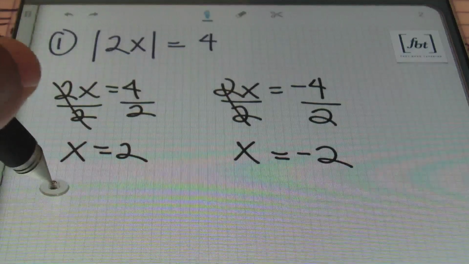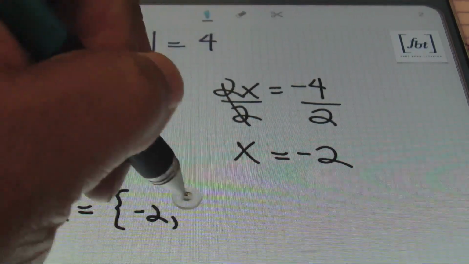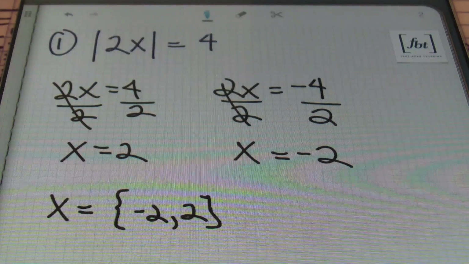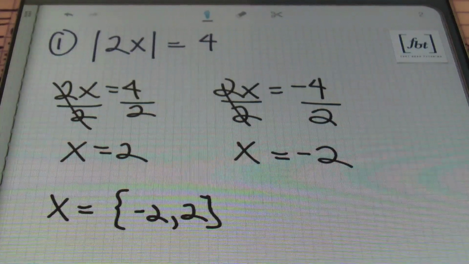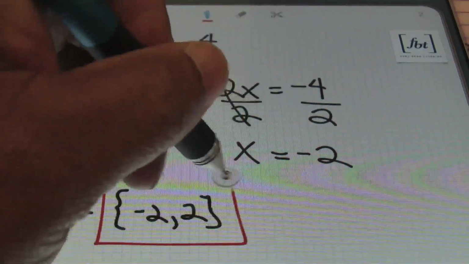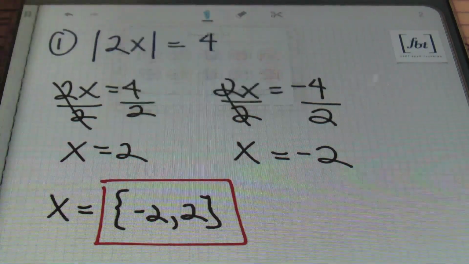So our solution for this problem will be x equals, let's see if I can get a decent brace. That's decent. Alright, that one's not so good, but we're going to be okay. So that answer is -2, 2, ladies and gentlemen. Those two solutions will equal the answer. Let me go ahead and box that up. I like to box it up in red. There it is. That's problem number 1. Let's check out the next problem.